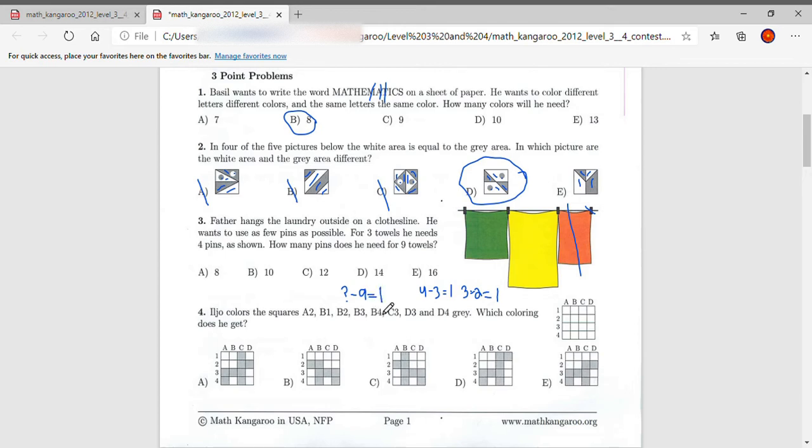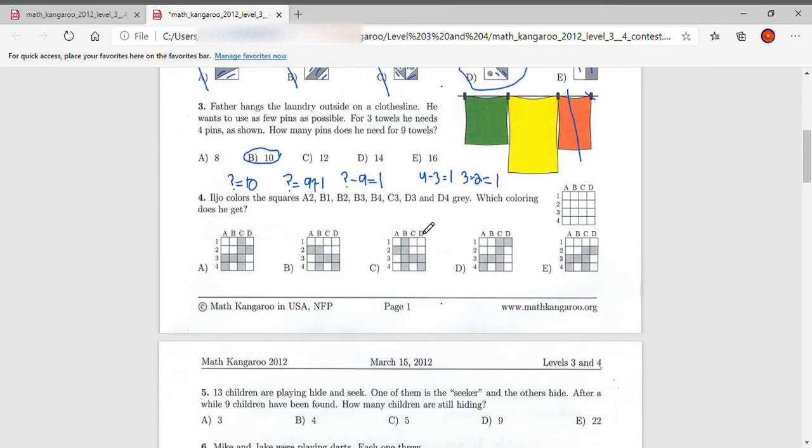So the way to do this is question mark is a variable here. So remember in inverse operations, as I taught you in our last session on variables, this goes to here and you add. So question mark equals 9 plus 1. Finally, question mark equals 10. So he will need 10 pins for 9 towels. On to number 4.